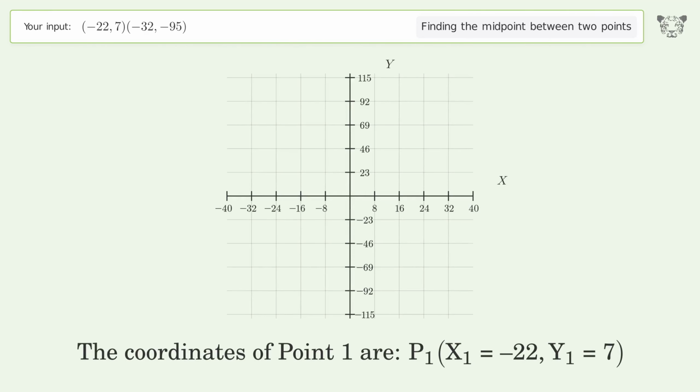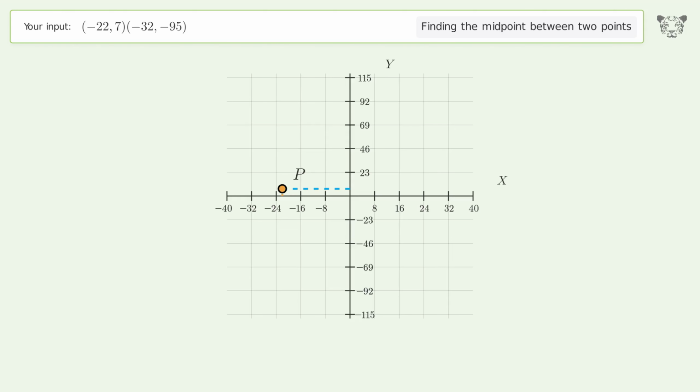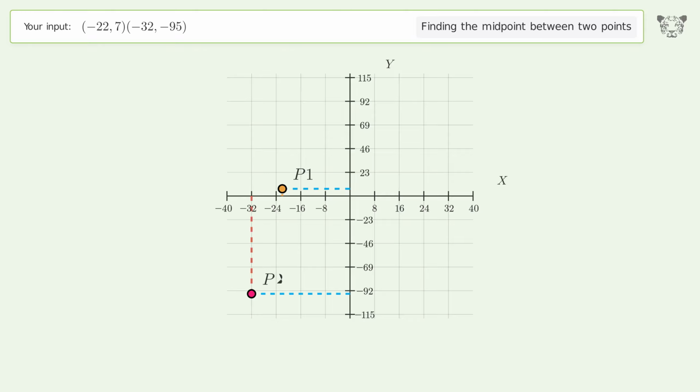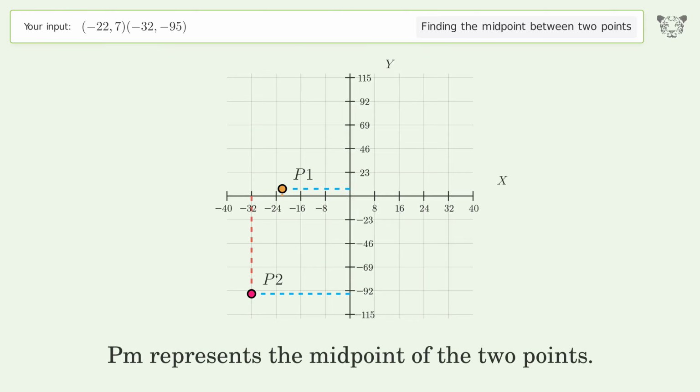The coordinates of point 1 are x1 equals -22, y1 equals 7. The coordinates of point 2 are x2 equals -32, y2 equals -95. PM represents the midpoint of the 2 points.